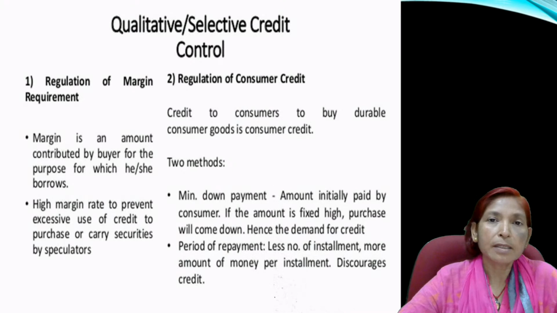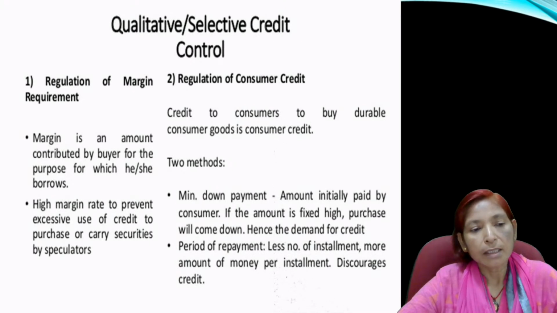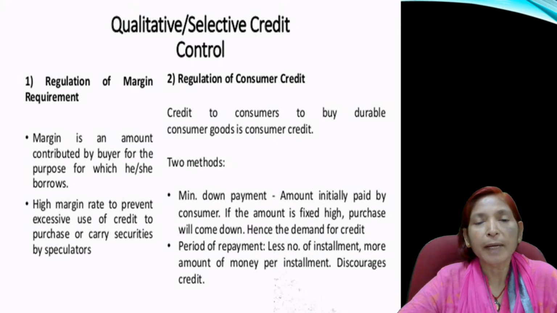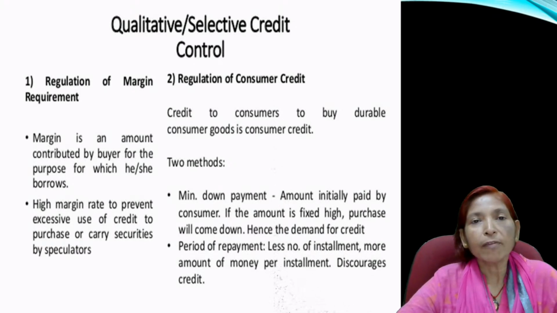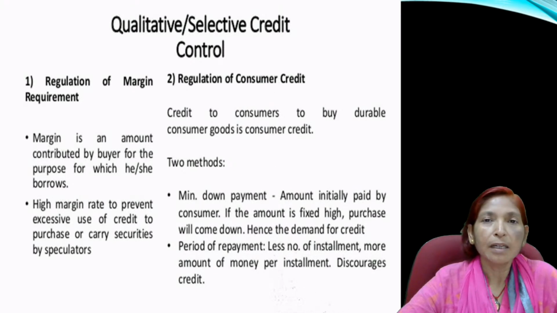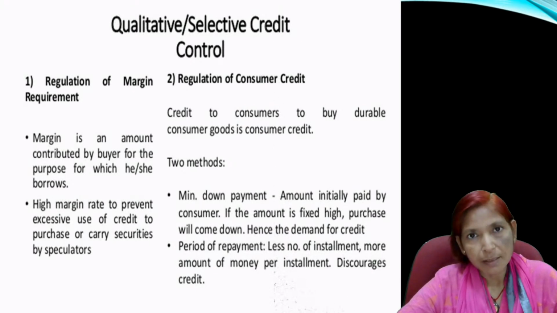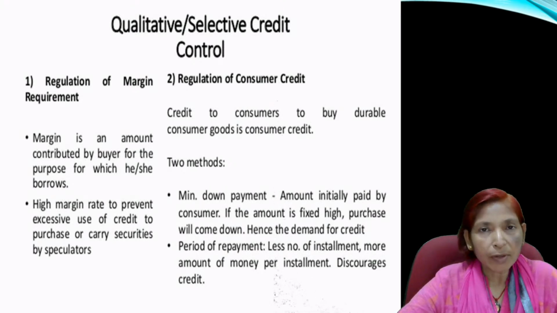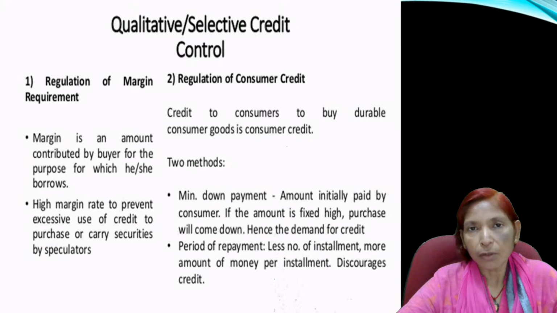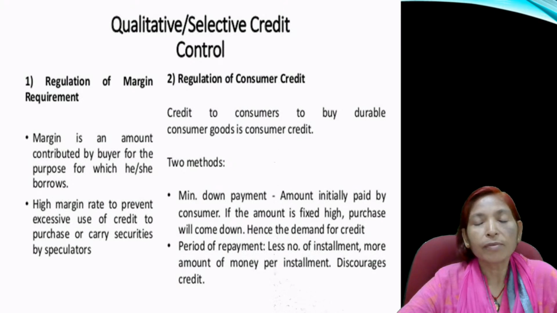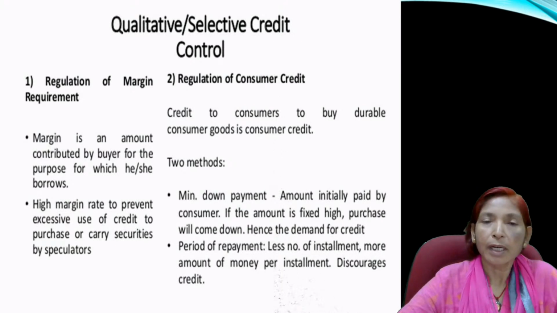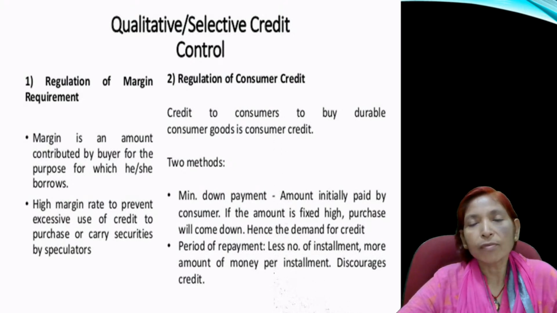That is known as margin requirements. And high margin rates prevent excessive use of credit to purchase or carry securities by speculators. So if margin requirement increases, then borrowing will decrease, means the public will take fewer loans from the commercial banks. In this case, their purchasing power will fall, demand will fall, and inflation will be controlled. And low margin requirements can increase the excessive use of credit, and high margin rates can prevent excessive use of credit.